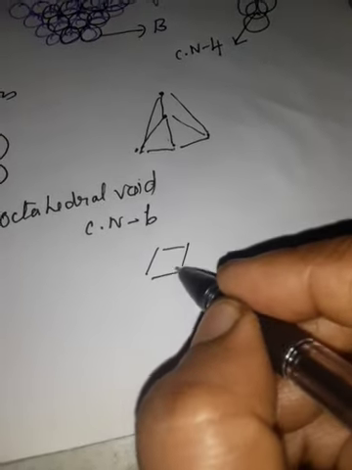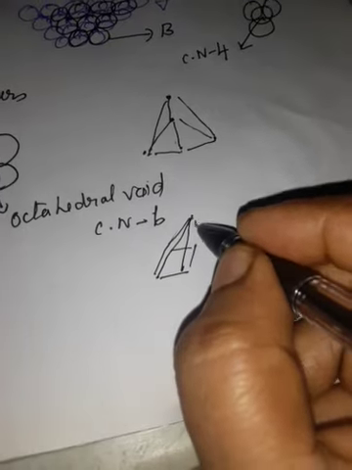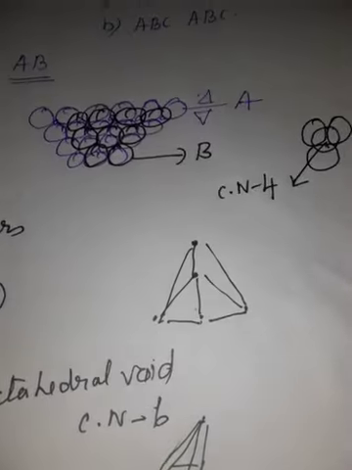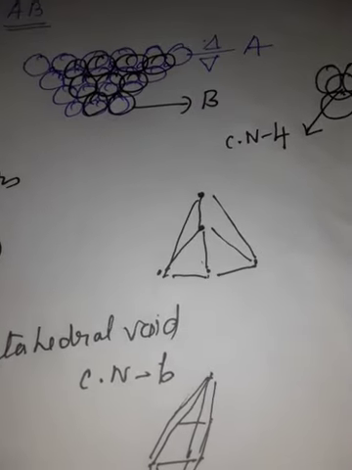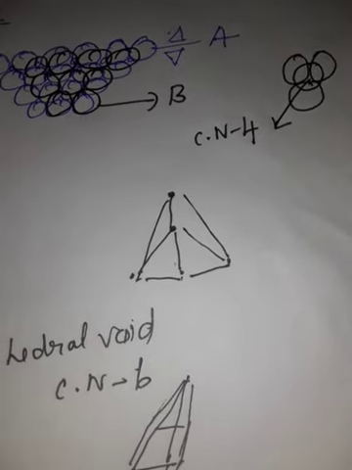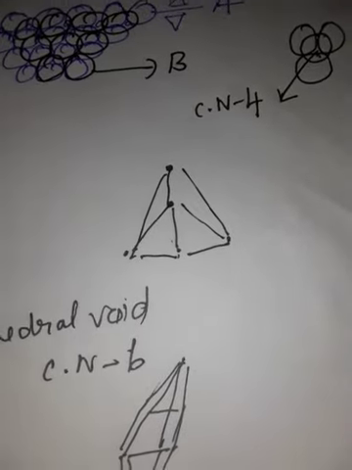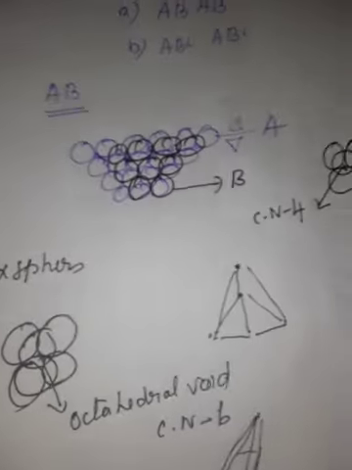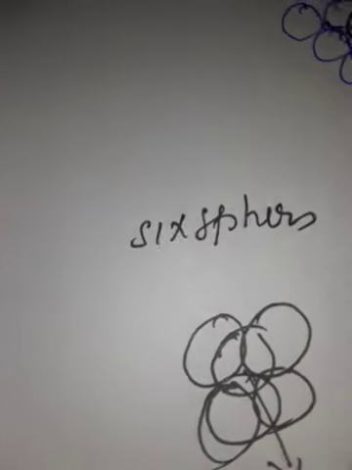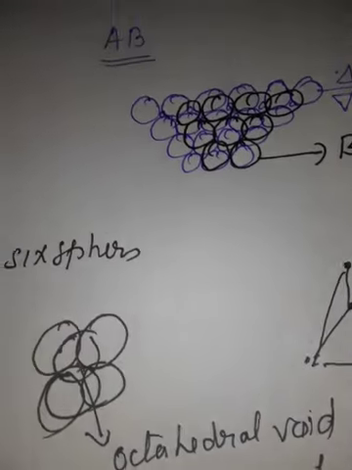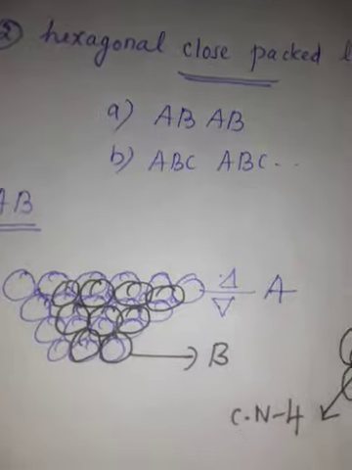Like this octahedral shape. So in placing the second layer B, we are getting two types of voids, tetrahedral voids and octahedral voids. Tetrahedral void coordination number is 4, octahedral void coordination number is 6. By placing the third layer of atoms, there are two types of arrangement. The third layer can be placed parallel to void B or parallel to layer A itself.